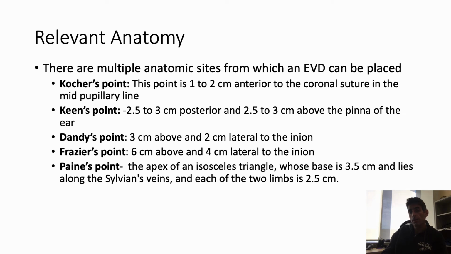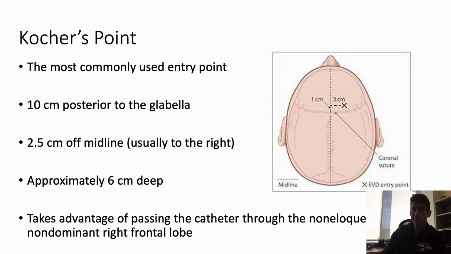In terms of the relevant anatomy, there are some surface landmarks, and there are multiple places you can actually get a ventricular catheter into the ventricles, but by far Kocher's point is the most common. Everyone's measurements are a little different. Basically, whatever works for you and gets it in the ventricle is what you go by. For me, it's 10 centimeters posterior to the glabella, which is this bony ridge right above your eyes in the midline, so 10 centimeters back, and 2.5 centimeters usually off to the right.